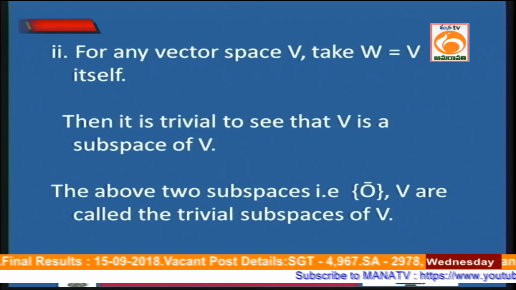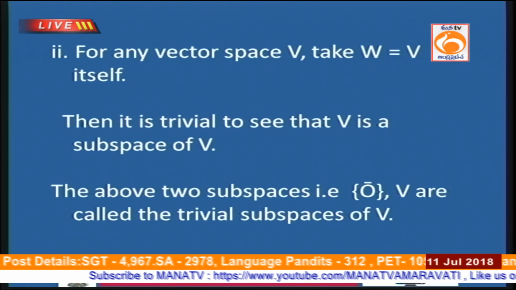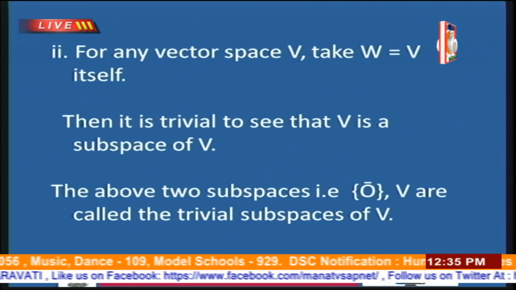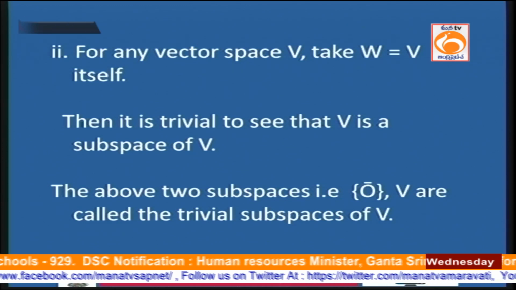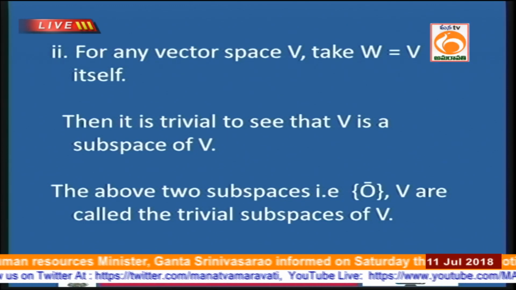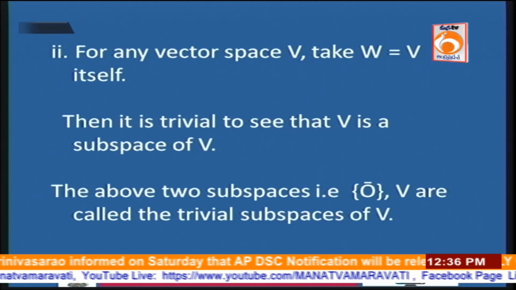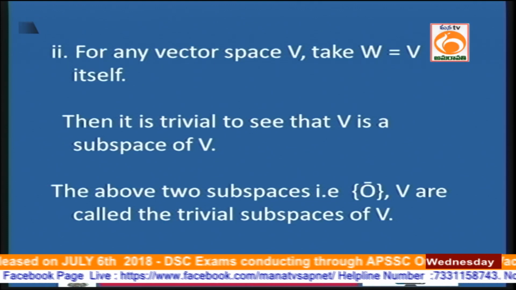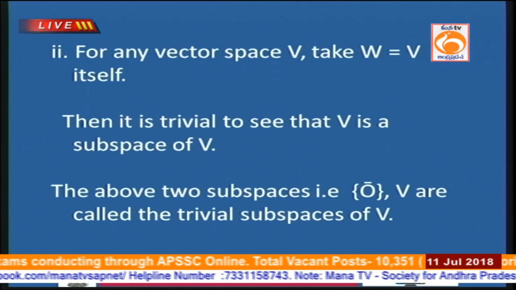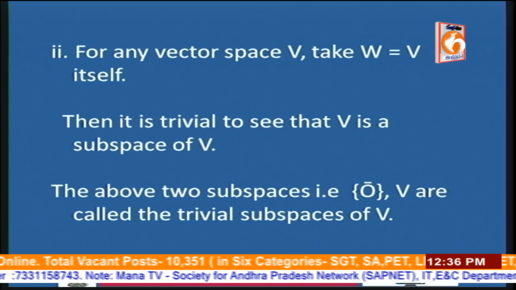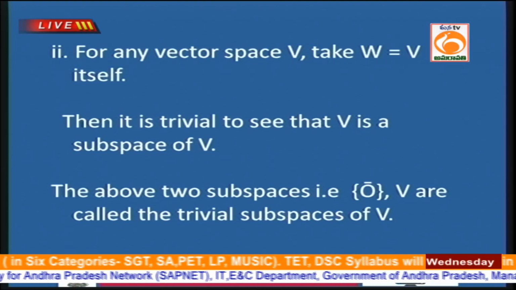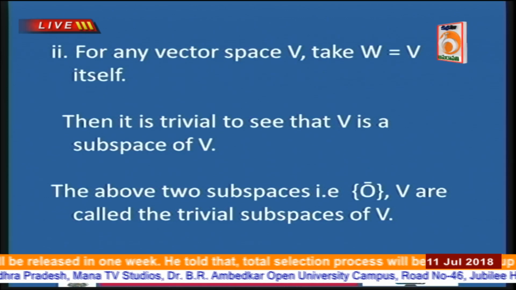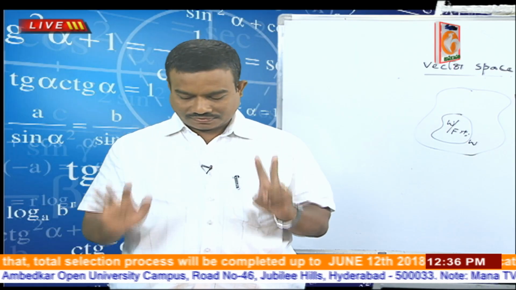Next, the second one: take W to be V itself, because we know a set is a subset of itself. So, you can take W is V, and you can see V is already a vector space. So, V is a subspace of V itself. Till now we got two examples of subspaces, one containing only the 0 vector and another the total vector space V. Even though these are good examples, we consider them the trivial subspaces of V. Trivial means they are very easy to identify, they are not very significant.